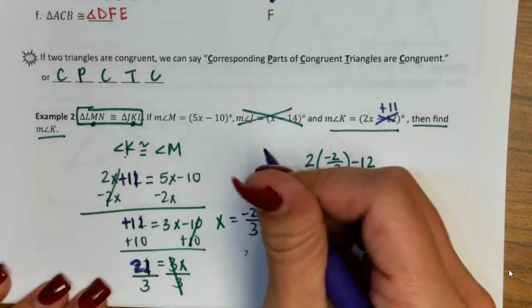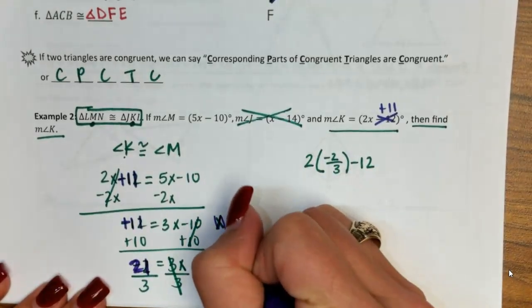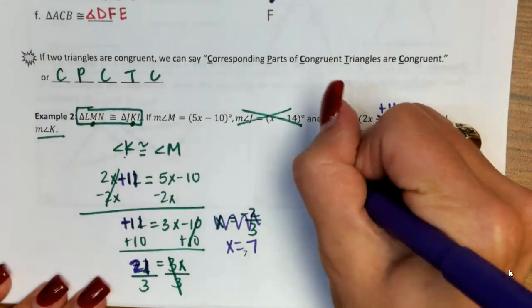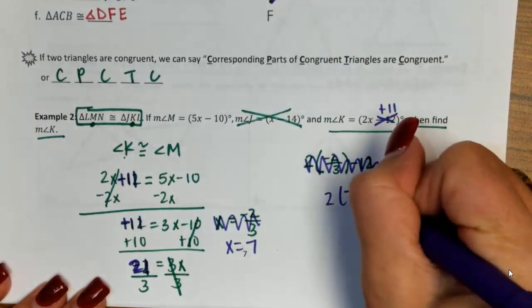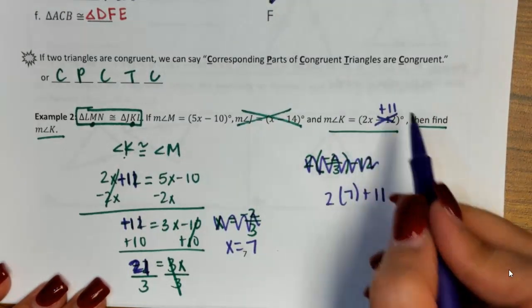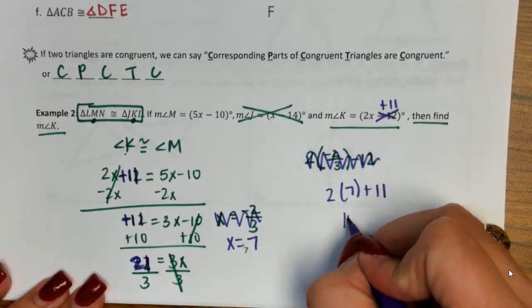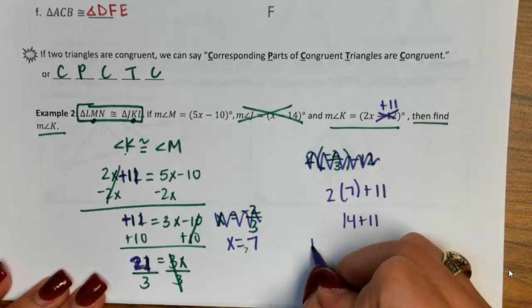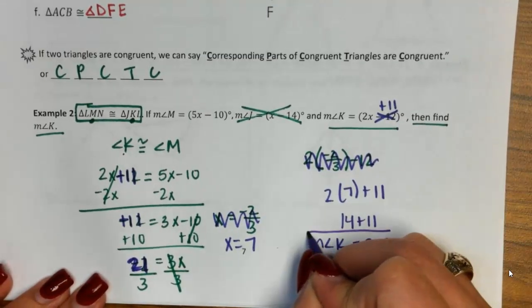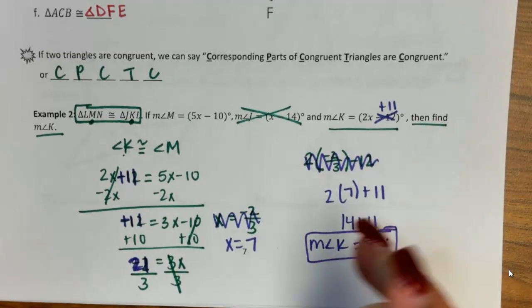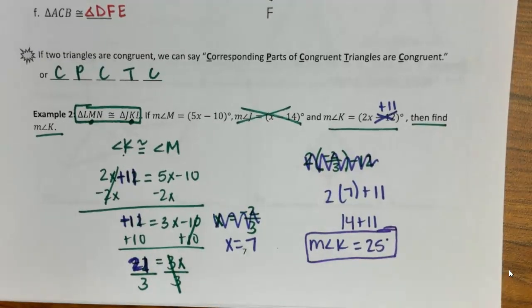So 21 divided by 3, now our x value is equal to 7. So when I plug this into angle K, 2 times 7 plus 11, 2x plus 11, I get 14 plus 11, so the measure of angle K is equal to 25 degrees. So that was a little ugly because we forgot to make that typo change.